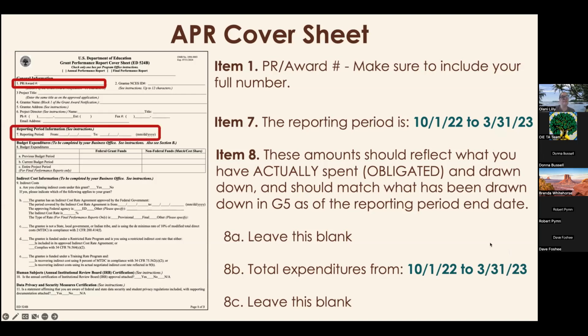In item number 7, the reporting period is 10/1/22 to 3/31/23. Any other information outside of that reporting period will not be reflected in this report. So again, the dates here are those dates that you see on your screen for item number 7. Let's move down to item number 8.